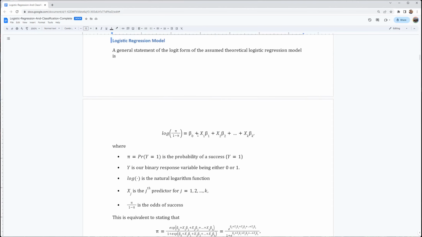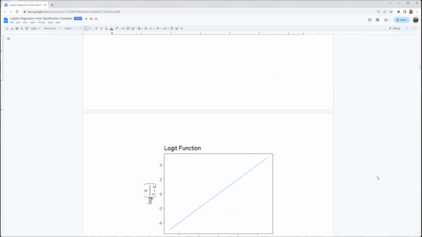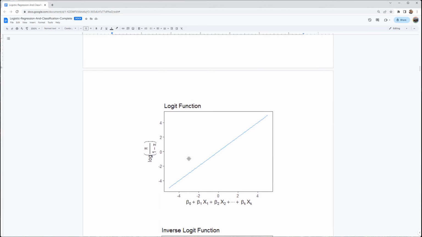to a linear combination of the x's, so a straight line relationship. We have that straight line relationship still here, but now it's between the log odds and the linear predictor. That is a perfectly straight line, is what we're assuming when we fit the logistic regression model. And log odds is a little bit of a strange quantity. It's not something we would typically talk about.